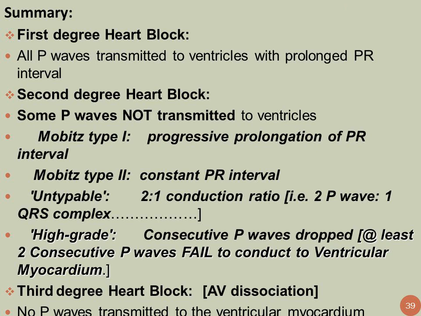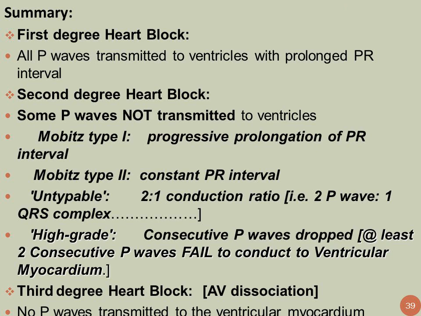Summary: 1st degree heart block. All P waves are transmitted to the ventricles with prolonged PR interval. 2nd degree heart block. Some P waves are not transmitted to the ventricles. Mobitz type I, progressive prolongation of PR interval. Mobitz type II, constant PR interval.